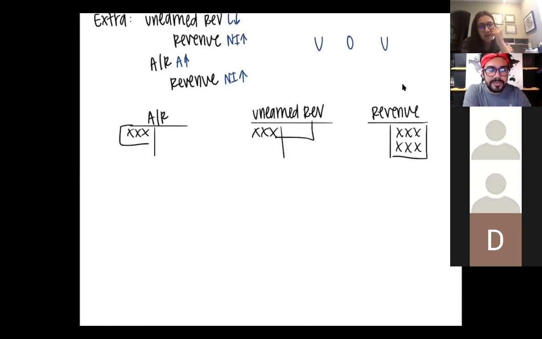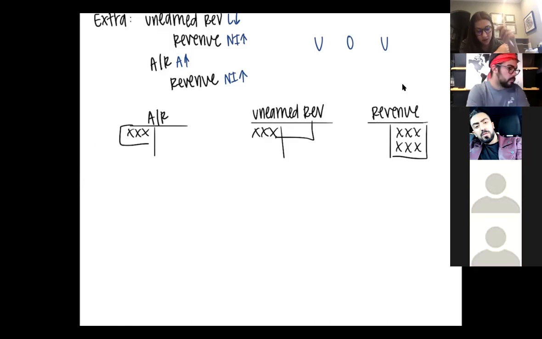Can you explain why our assets were understated? Because AR should have been increased. What about liabilities? Unearned revenue is a liability and we debited it, and so that lowers it. So we didn't lower it, so it was overstated.